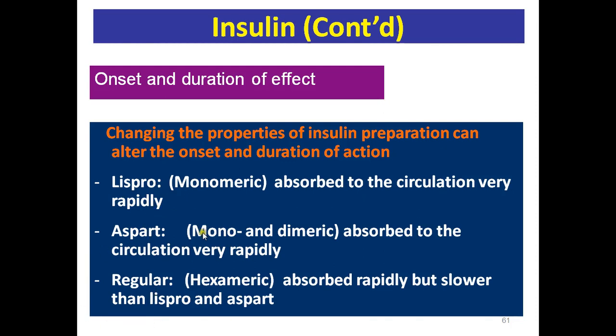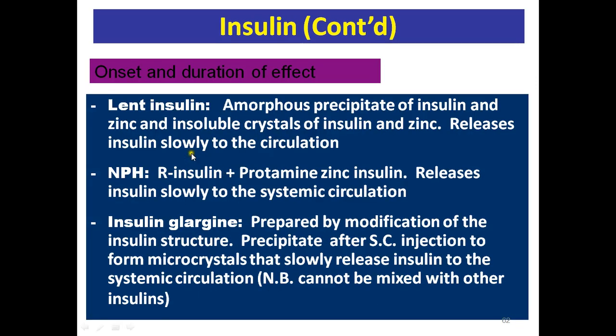These are called short-acting insulins, and these are basically used for the postprandial glucose, for the rise of the glucose with the food intake. Then there is long-acting insulin, Lente insulin. It's a precipitate of insulin with zinc and insoluble crystals of insulin zinc. It is slowly released in the body. NPH, which has regular insulin along with protamine zinc insulin, is also released slowly in the body.